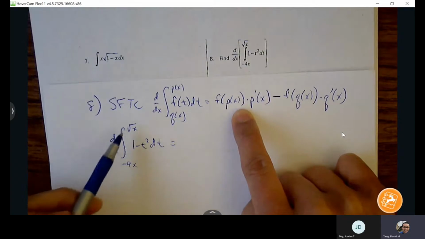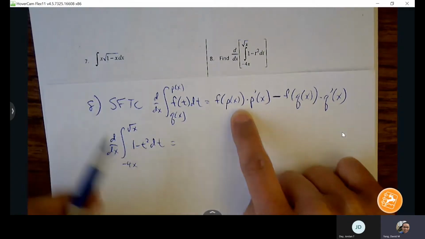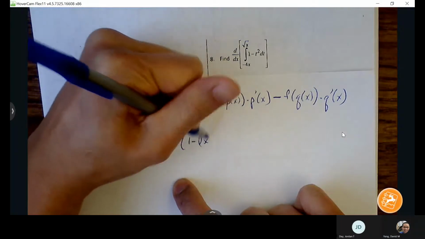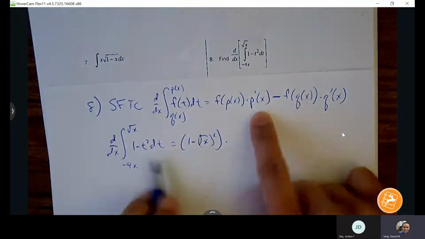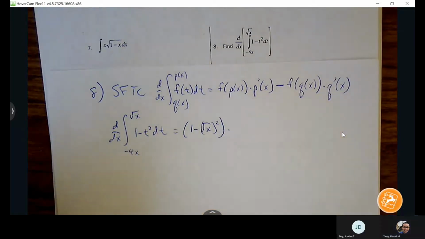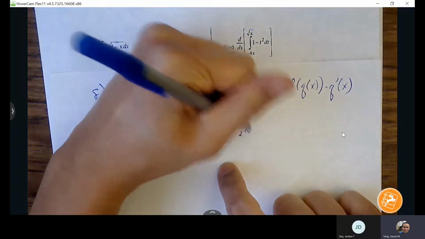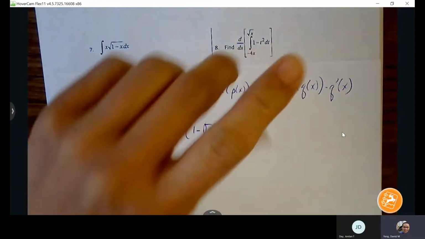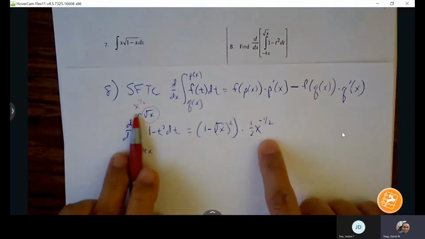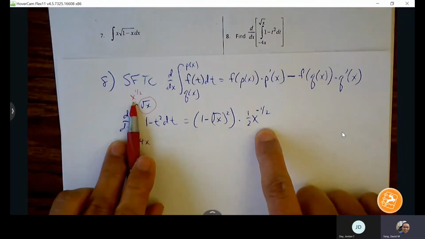Okay. Upper bound first, insert the root x in for the t, times the upper bound's derivative. This is really x to the 1/2, so to go through the power rule, bring down the 1/2, and then subtract 1 from the exponent, right? We know that this square root of x is really x to the 1/2, and we just did the power rule for x to the 1/2.